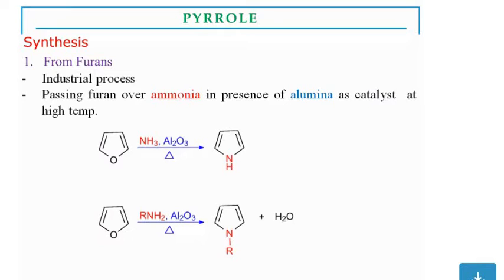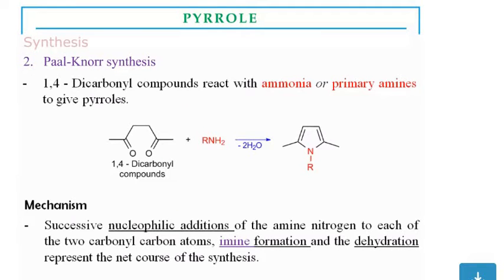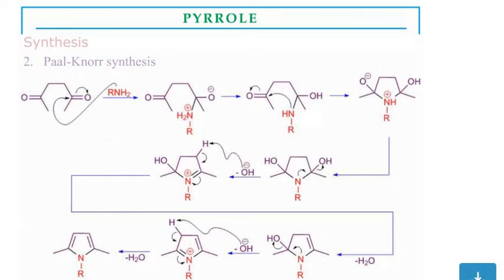Look at the synthesis. Pyrrole is synthesized from furan, and if you change the reaction condition, like primary amine and aluminum oxide, you will get the substituted pyrrole. Paal-Knorr synthesis, you can see how a 1,4-dicarbonyl compound is converted into substituted pyrrole. So mechanisms, you can see Paal-Knorr synthesis.